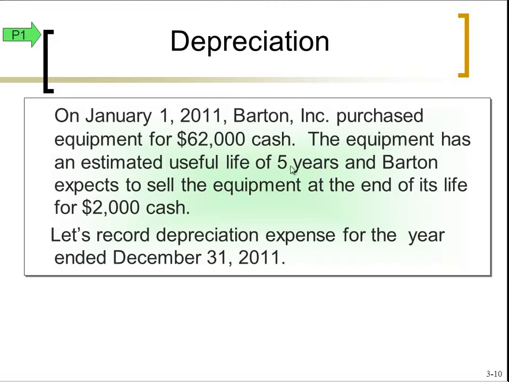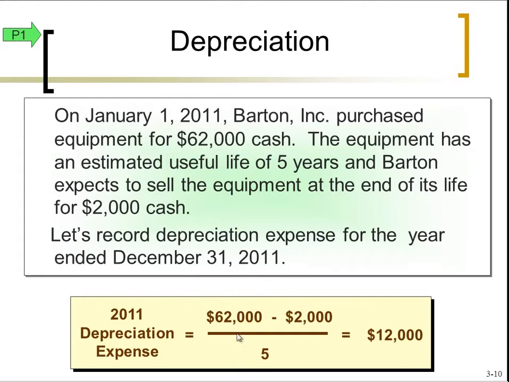So let's look at an example here. On January 1st, 2011, Barton Incorporated purchased equipment for $62,000 cash. The equipment has an estimated useful life of 5 years, and Barton expects to sell the equipment at the end of its life for $2,000 cash. Let's record depreciation expense for the year ended December 31st, 2011.